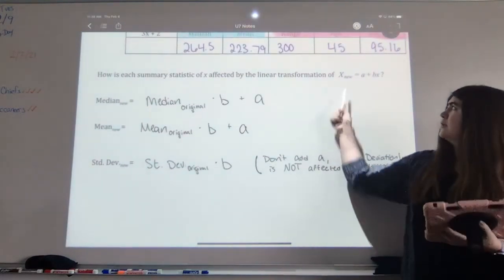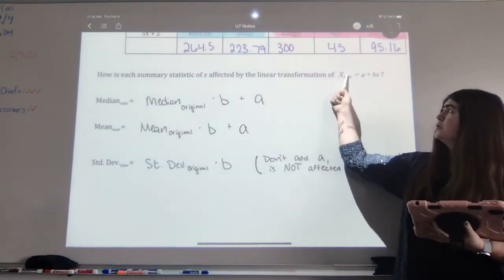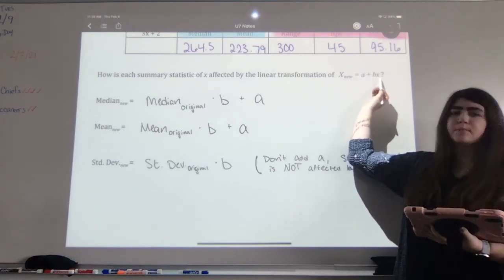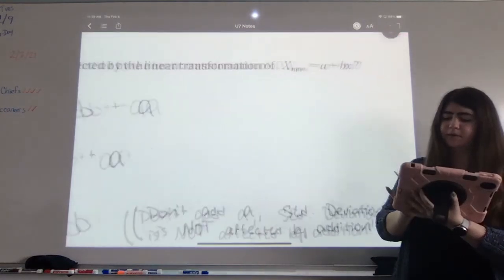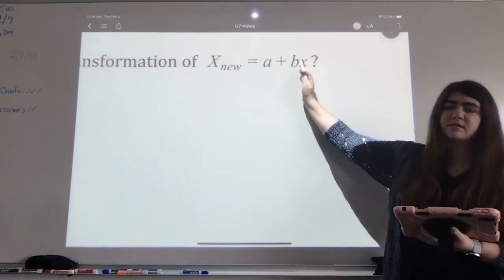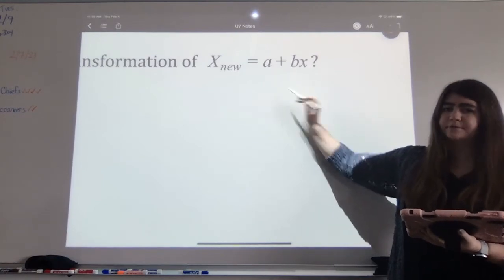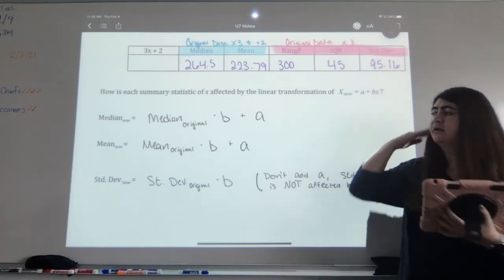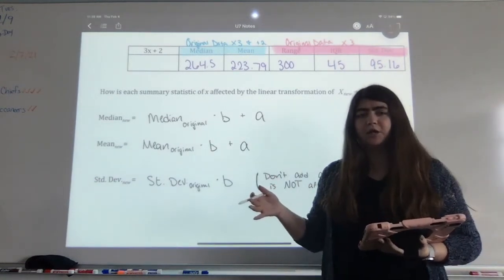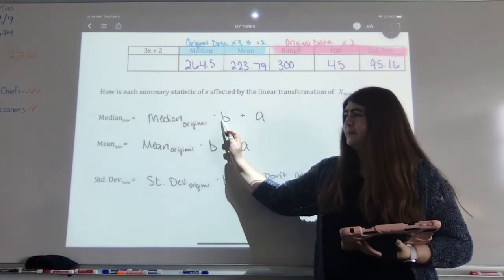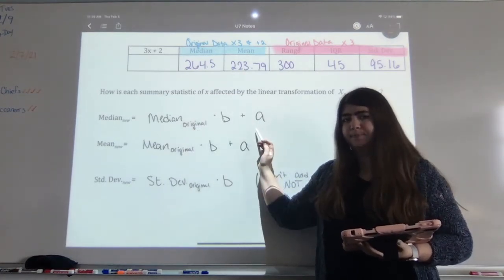For a new value, new data set, you're taking that data set and adding A to it and multiplying it by B. That's what's happening right here. So we have X new is equal to A plus B times X, where X is every piece of your data set. So for our median, it is affected by both multiplication and addition. So you take the original median and you multiply it by B, and then you're going to add A.